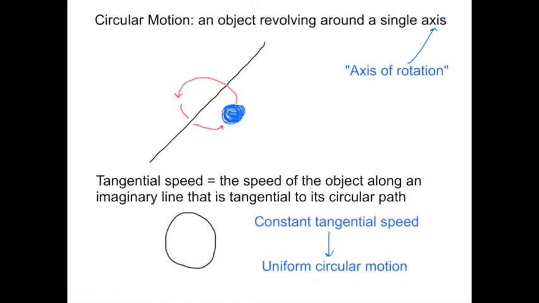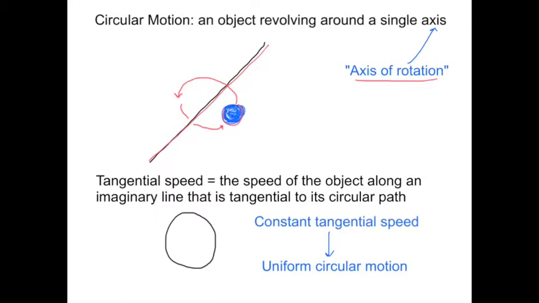So we'll start by defining circular motion. That's any object that revolves around a single axis, which is known as an axis of rotation. So for example, over here we have a ball that's spinning around this axis, and we'll call the axis in the middle the axis of rotation, and the ball is in circular motion.